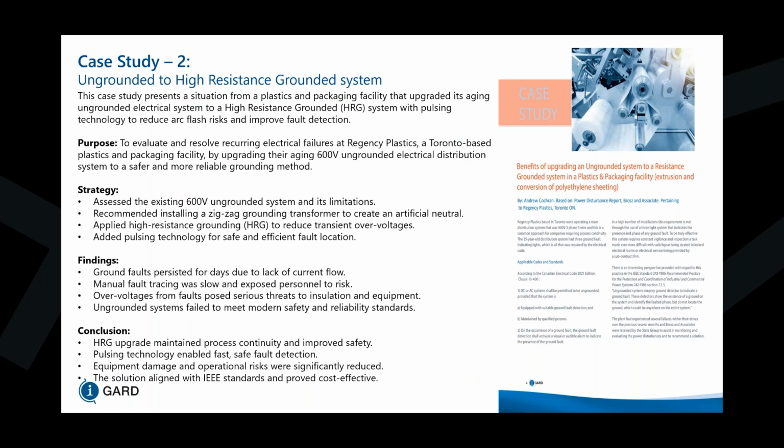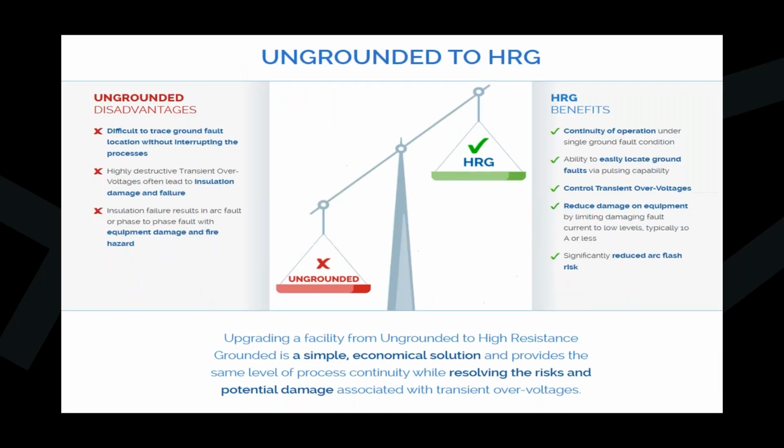We also added pulsing technology so that they can easily locate faults, and this HRG upgrade maintained process continuity and improved safety. Pulsing technology allowed them to quickly locate faults. Equipment damage and operational risks were significantly reduced, and the solution aligned with IEEE standards and proved cost effective. So the benefits that were apparent from ungrounded to HRG were the ability to easily locate ground faults, because you couldn't do that before in an ungrounded system, and also to control the transient overvoltage condition, which plagues the ungrounded system. And that is all for this presentation.